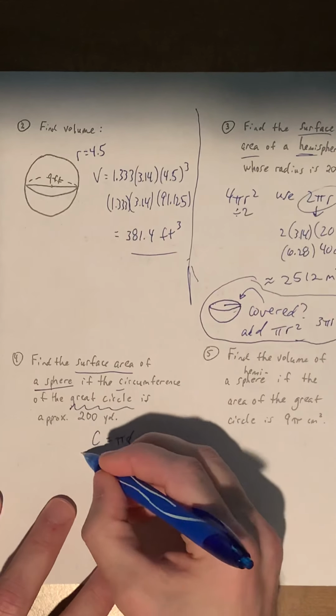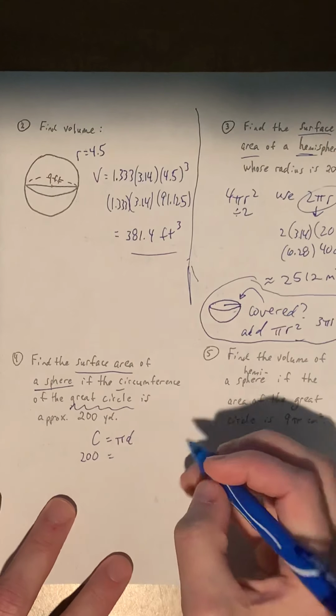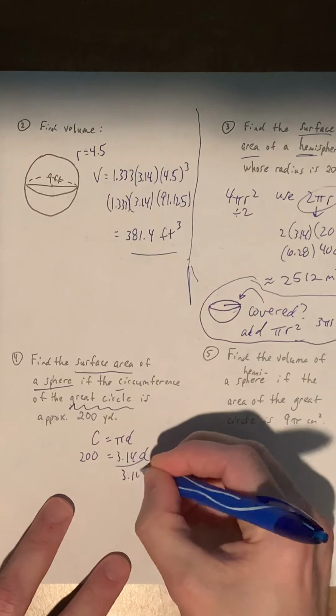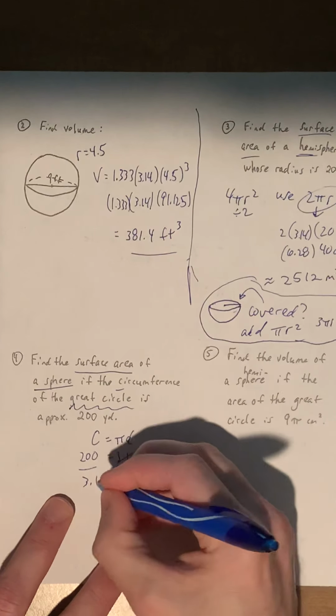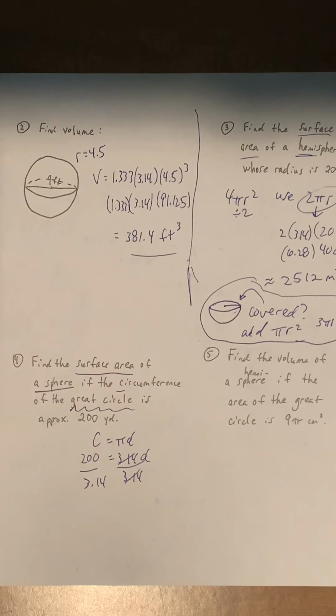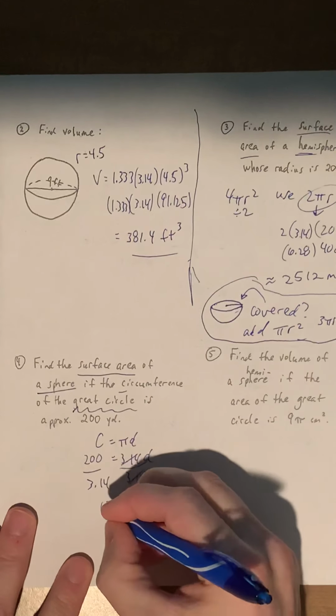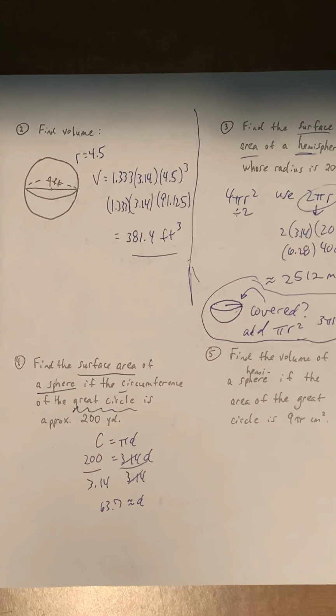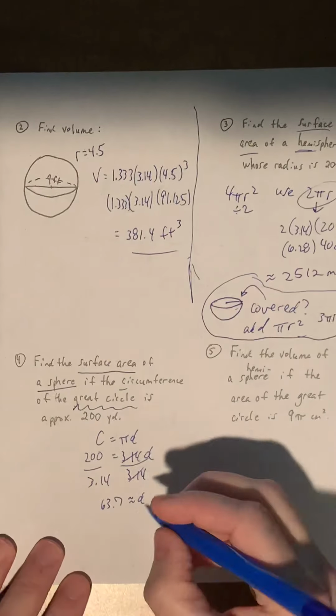So if we pop in 200 for circumference, pi 3.14, we can divide by 3.14 to find the diameter. So 200 divided by 3.14 gives us about 63.7. And if we chop that in half to get the radius, we get 31.85.